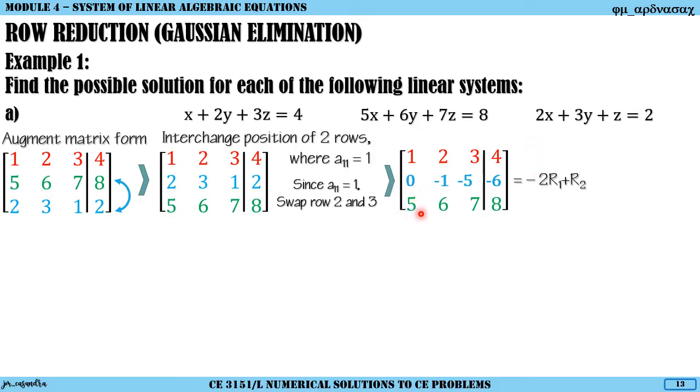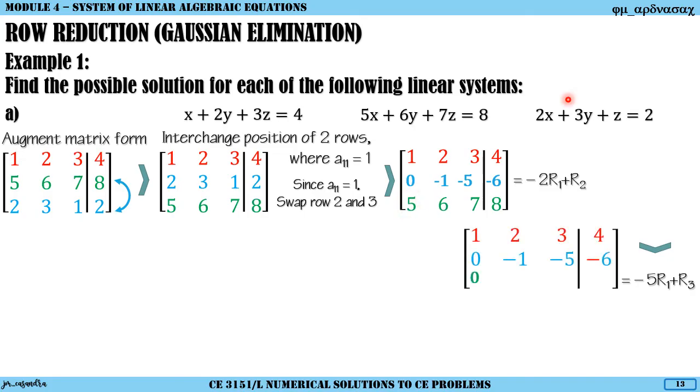So next, we make this equal to 0 by computing as negative 5 times R1 plus the value of the elements in R3. So we'll now arrive at negative 5 plus 5 is 0. Negative 5 times 2 plus 6 is equal to negative 4. Negative 5 times 3 plus 7 will get negative 8. And negative 5 times 4 plus 8 will arrive at negative 12.